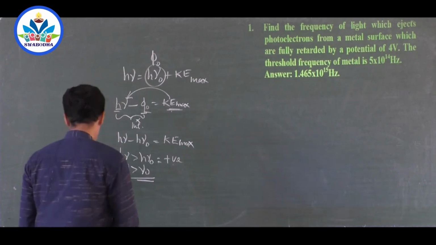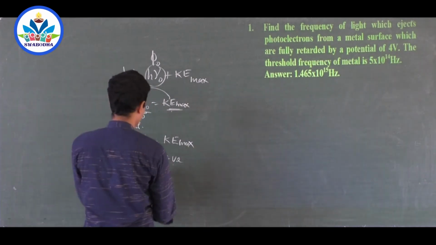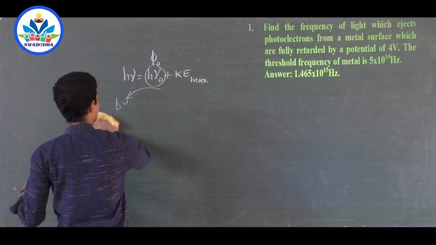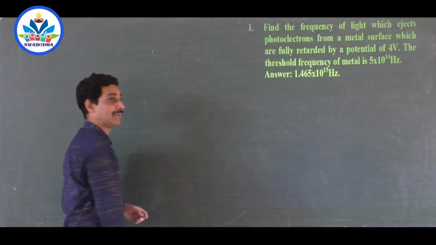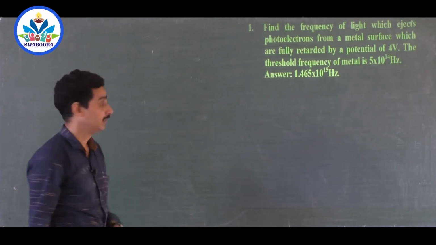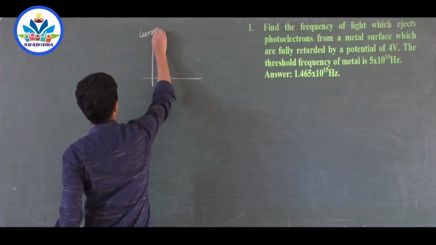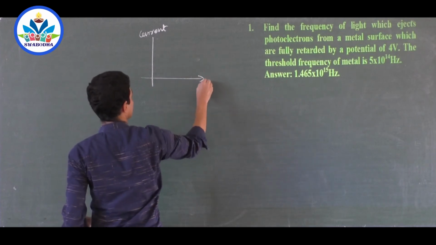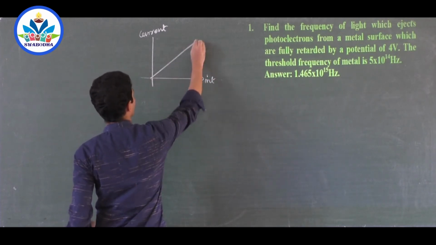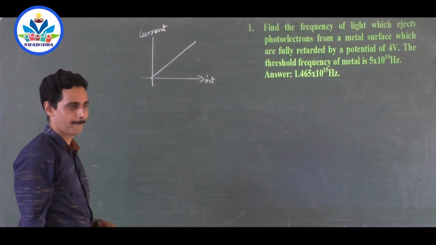Explain, okay, I will just deal with that once. Explain intensity versus photoelectric current. They are dependent. Graph: intensity versus photoelectric current. More the brightness, more will be the photoelectric current.